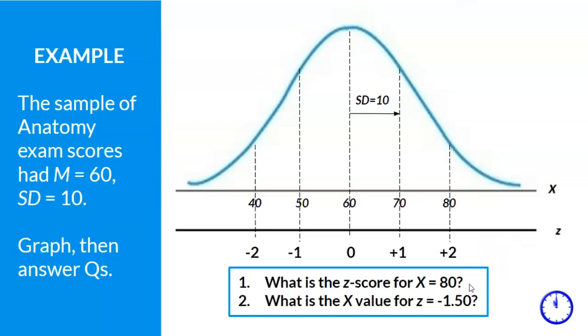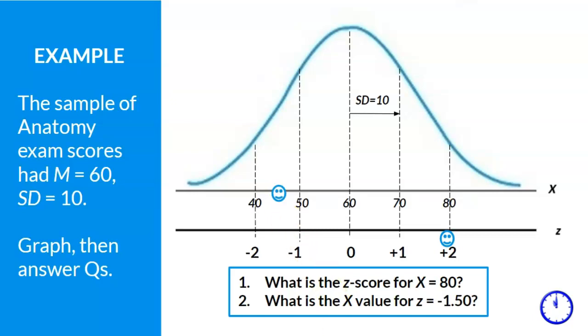Question 1 asks, what is the z-score for x equals 80? Based on the graph, you go to x equals 80 and then scroll down to its corresponding z-score, which is z equals +2. Question 2 asks, what is the x value for z equals -0.50? Based on the graph, you should go to z equals -0.50, which is right around here, and then you'll scroll up to the corresponding x value, which is right between 40 and 50, which is x equals 45.